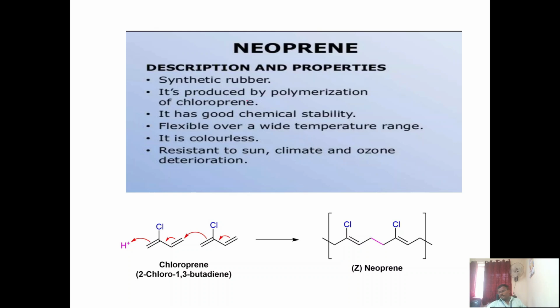Properties are given here. This is a synthetic rubber. It is produced by the polymerization of chloroprene. It has good chemical stability. It's very important. This can withstand high temperature. It means if we treat it with any chemicals, it is highly stable. It is flexible over a wide temperature range. It is colorless. Resistance to sun, climate, and ozone deterioration.